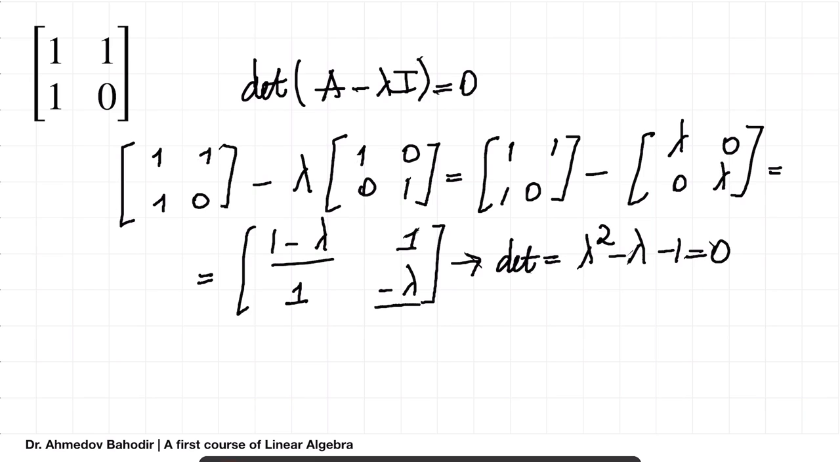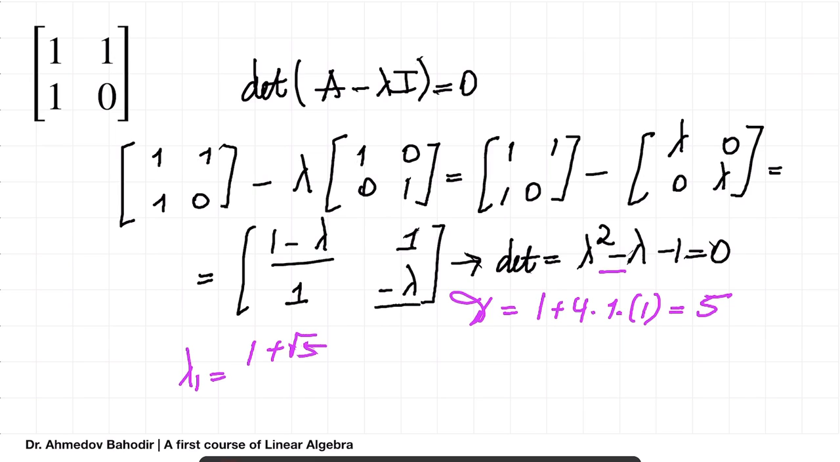And we can find the values of lambda which make this equation equal to 0. Those lambdas are nothing else but the roots of this quadratic equation. If you remember, in order to find the roots, we need to find the discriminant, which is 1 plus 4 times 1 times 1, so this is equal to 5. Lambda 1 is going to be equal to 1 plus square root of 5 over 2, and lambda 2 is equal to 1 minus square root of 5 over 2. So we found the two eigenvalues of this matrix, and now we need to find the eigenvectors.